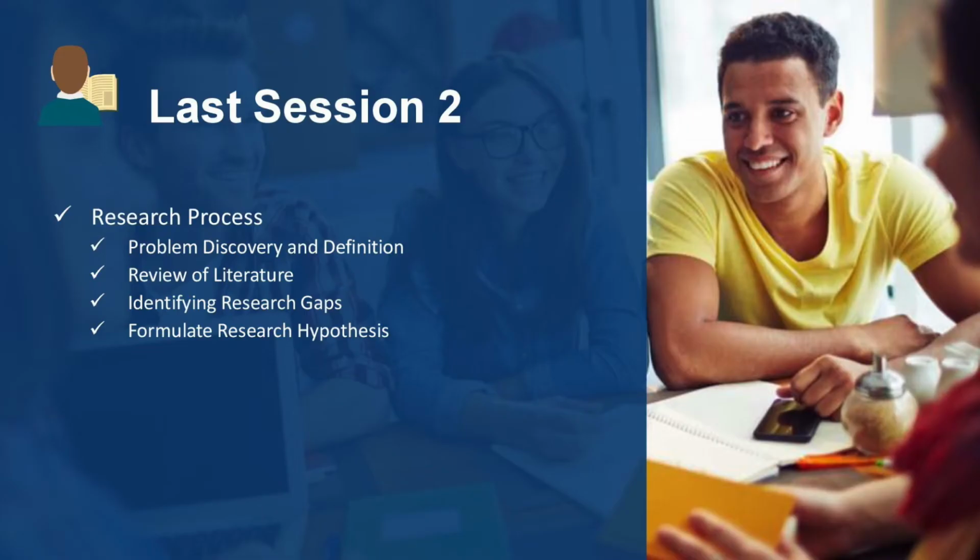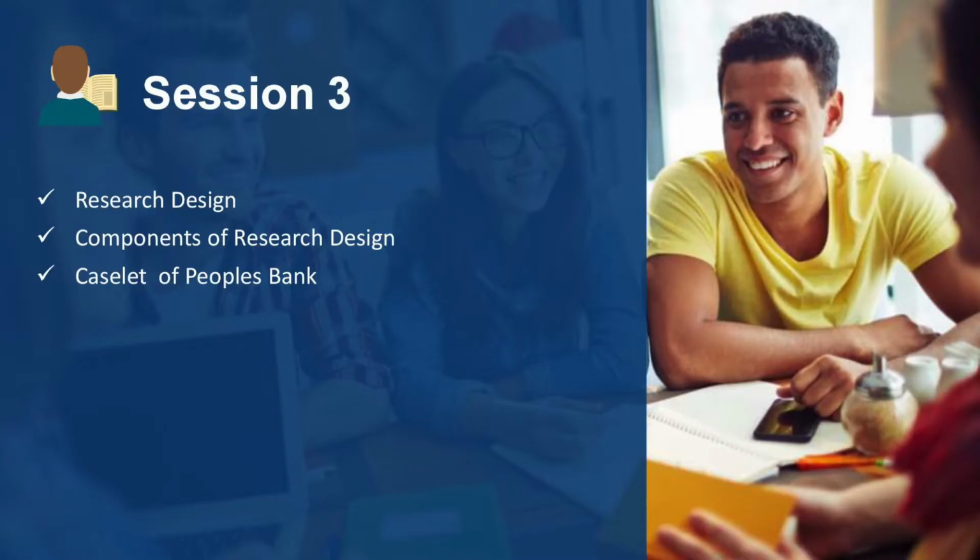In the last 2 sessions we have covered introduction to research, role of statistics in management decisions, then types of research. And in the last session we have looked at the research process, the steps in the research process, and in the research process we have looked at problem discovery and definition, literature review, then identifying the research gaps and how do we formulate a research hypothesis, right. In today's session we will be covering research design, components of research design, and we will understand that using a caselet.